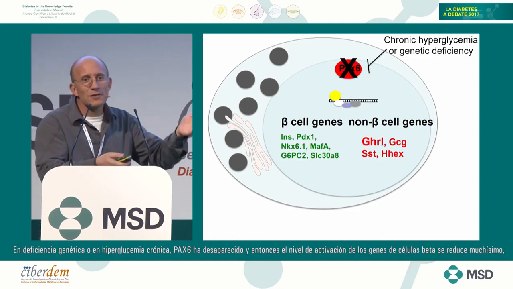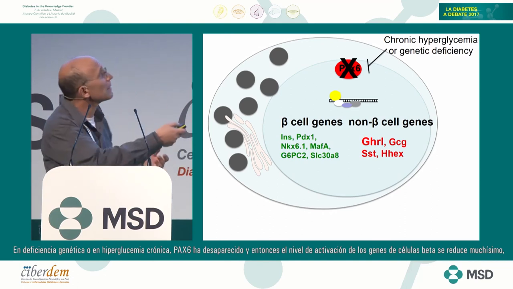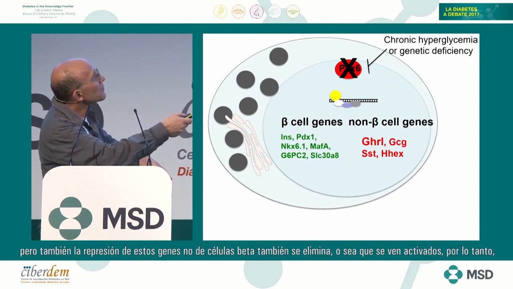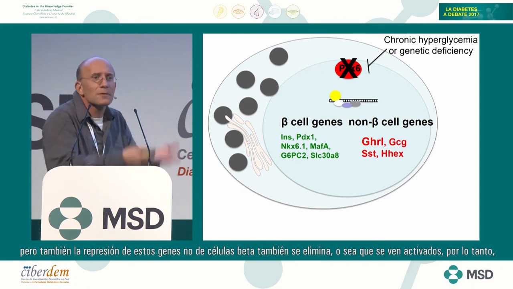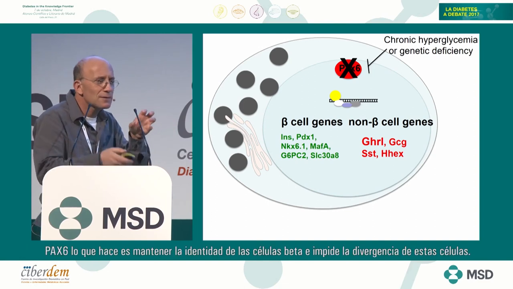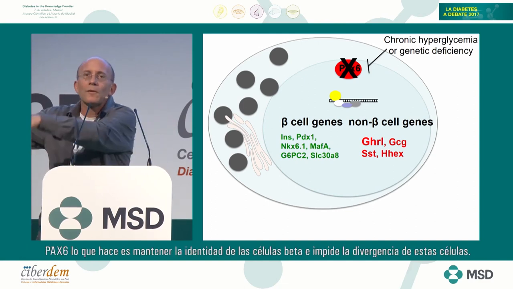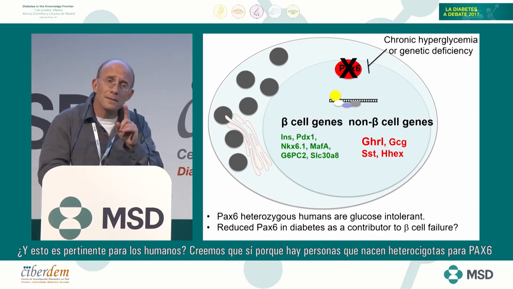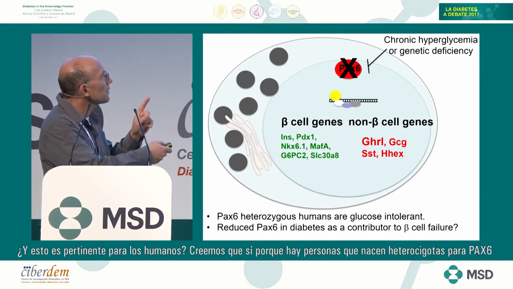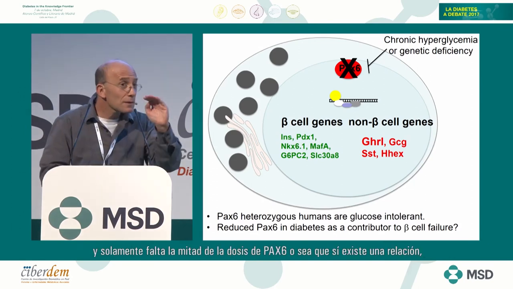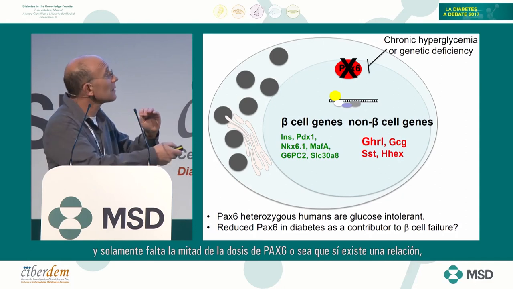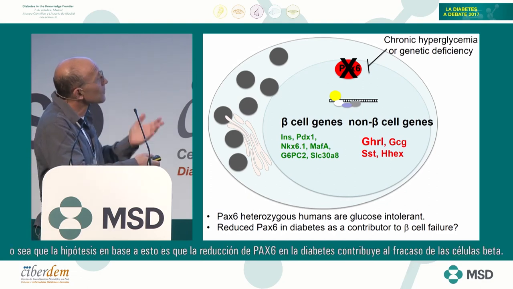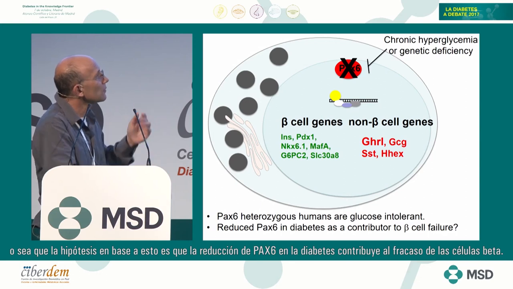Under artificial genetic deficiency or chronic hyperglycemia, PAX6 is gone, and then the activation level of beta cell genes is much reduced, but also the repression of those non-beta cell genes is removed, so they are turned on. So PAX6 is needed to maintain beta cell identity and prevent a default divergence to other fates. Is this relevant to humans? We think so. One reason we think so is that there are people who are born heterozygous for PAX6. Only half the dose of the gene is missing. These people are glucose intolerant and eventually develop diabetes. So there is a link there. So the hypothesis based on that is that reduced PAX6 in diabetes is a contributor to beta cell failure.